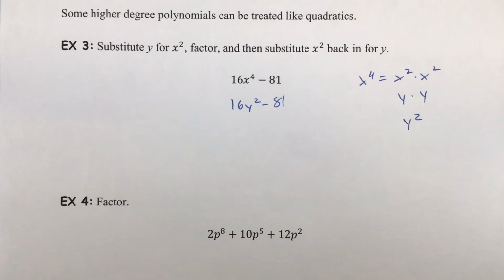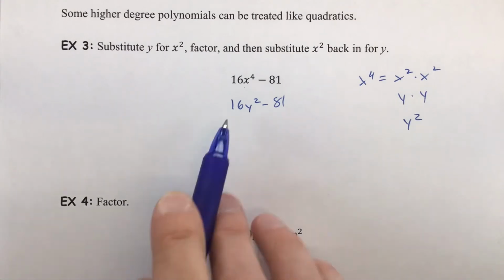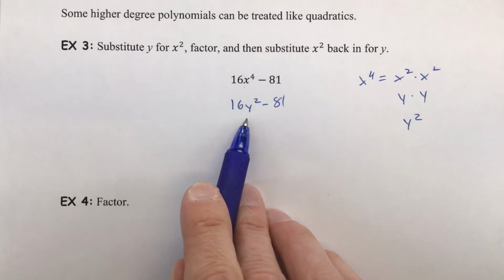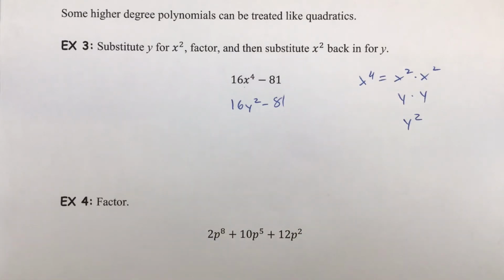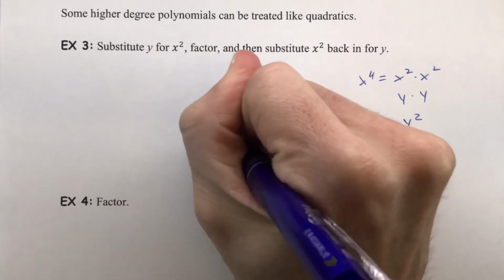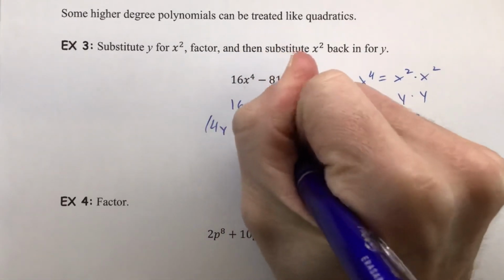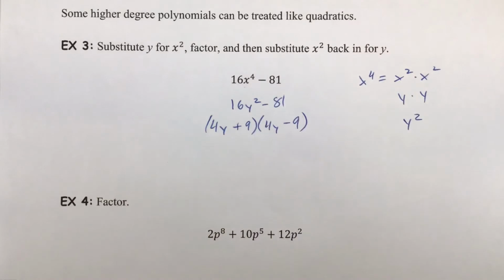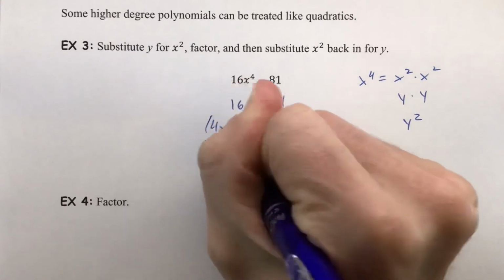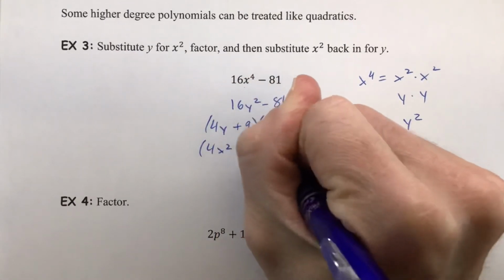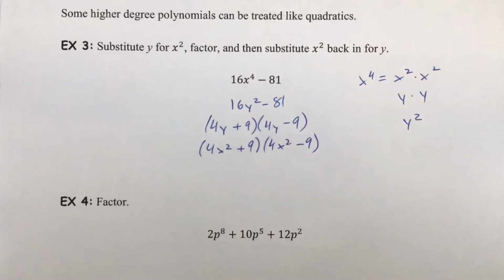Then it becomes a perfect match for the difference of squares. You've got 16, which is 4 squared. Of course, you've got the y squared, and you've got 81, which is going to be 9 squared, with the subtraction in between them. So this would factor into 4y plus 9 times 4y minus 9. Of course, we don't actually have y's here. What we really have are x squareds. So as soon as I do that, I'm just going to substitute that back in. We got 4x squared plus 9 and 4x squared minus 9.